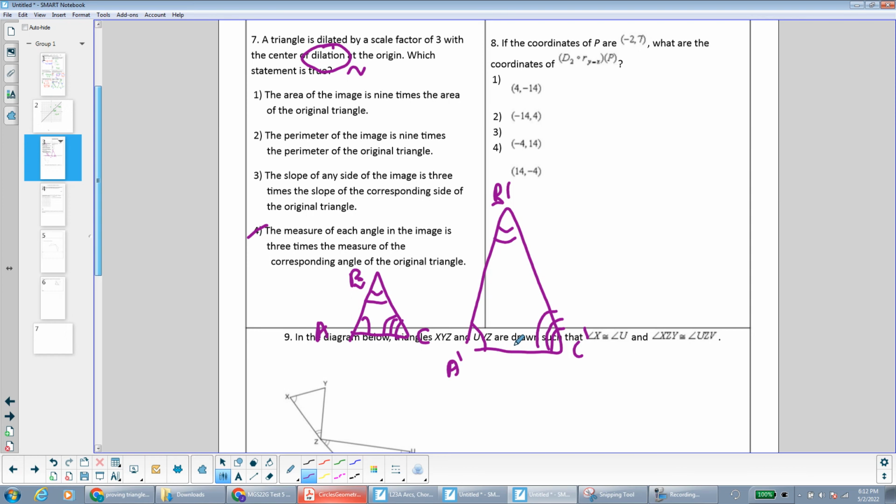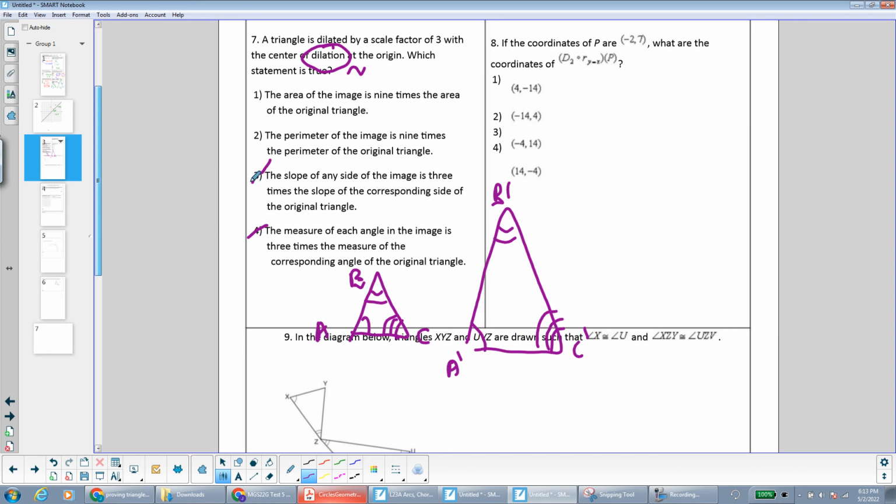Okay, number 3. The slope of any side of the image is 3 times the slope of the corresponding side of the original triangle. Might be true. Let's go to that one as a last resort. We can test that one out on a grid, but if we don't have to, I'd rather not. So let's go to 2 and 1 and see if we can find a true statement there. Oh, wait, number 3, we actually don't have to. We can rule that one out as well.